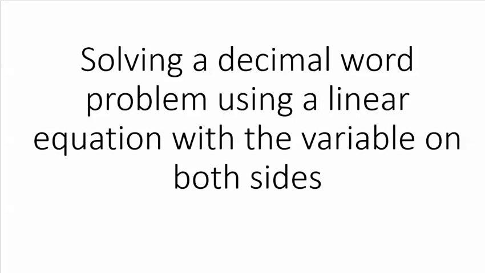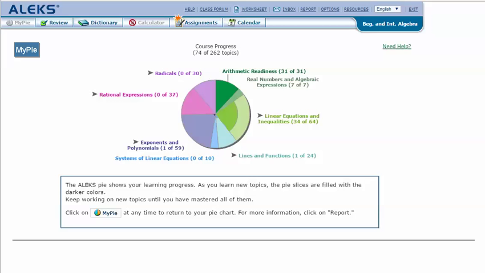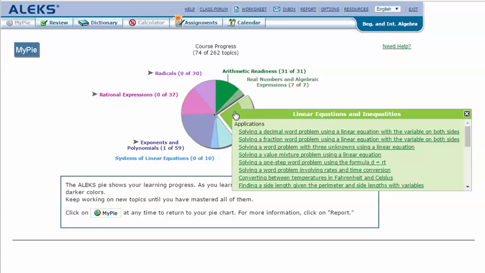Solving a decimal word problem using a linear equation with the variables on both sides. In your ALEKS pie, mouse over the light green slice, Linear Equations and Inequalities, to reveal the drop-down list of topics you need to cover. Click on Solving a Decimal Word Problem using a Linear Equation with the variable on both sides.